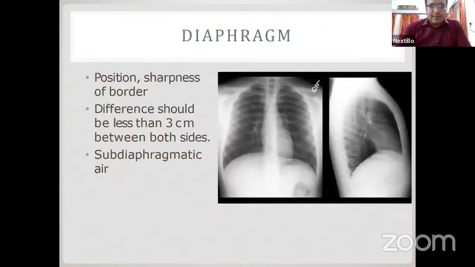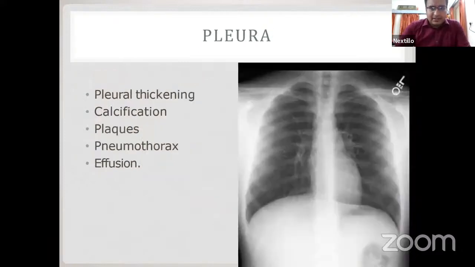Now, look for the diaphragms. These are fine. And then we have to look for the pleura. Now you will be asked, sir, what will be in the pleura? This outer part is the part where we can see the pleura. We have to look for any calcification, for any air, any fluid, any thickening. How it looks, we will talk about it.